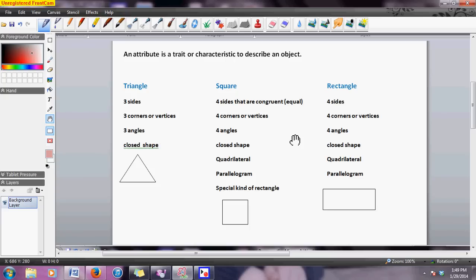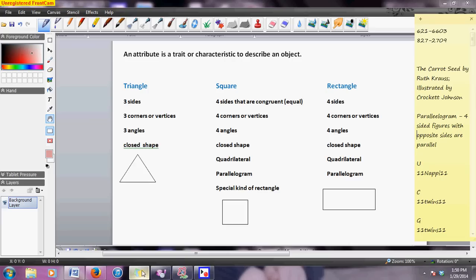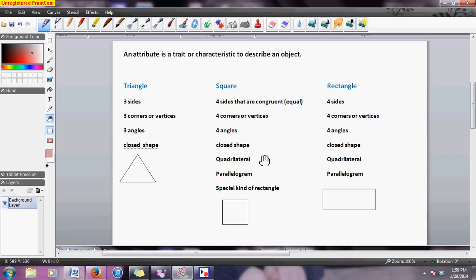The next one is a square. A square has four sides that are congruent or equal. It has four corners or vertices, four angles. It is a closed shape. It is also a quadrilateral, which just means it has four sides, and a parallelogram, which just means that it is a four-sided figure with opposite sides that are parallel. And I actually have two separate mini lessons, one dedicated to quadrilaterals and one dedicated to parallelograms.